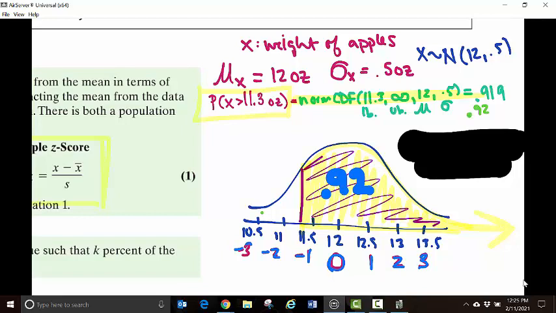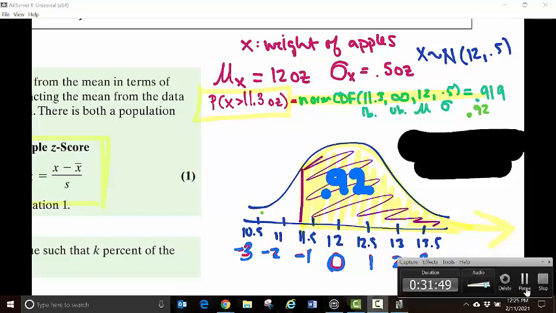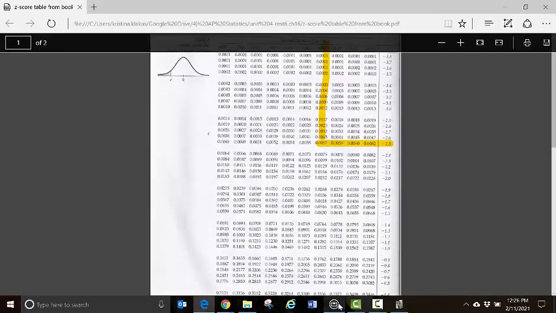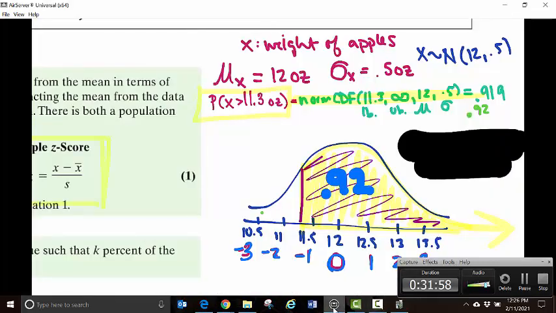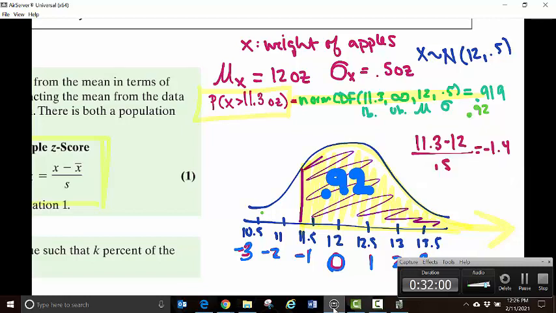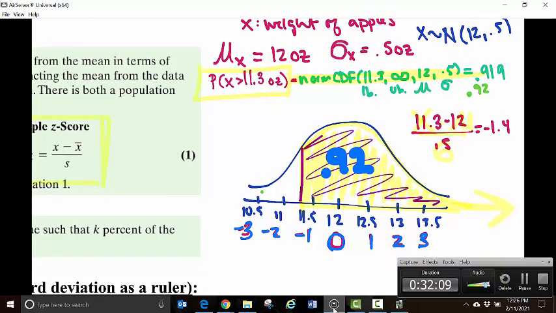And how did we use those z-scores last semester? What we would have done last semester is standardized 11.3. So we would have found a z-score. Turns out, the score minus the average divided by the standard deviation has a negative 1.4 standard deviation. So it's negative 1 and almost a half standard deviations below average.